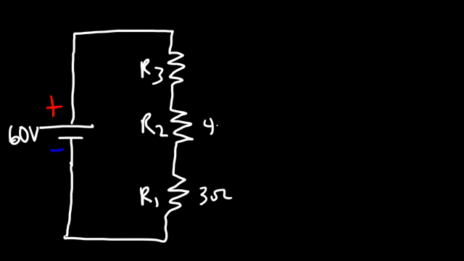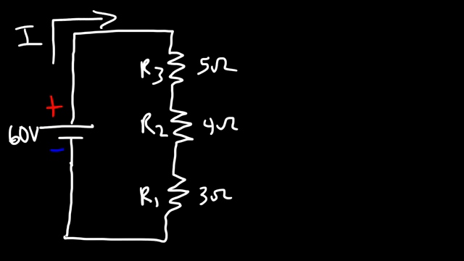Now let's say we have 3 resistors connected in series, like this. Let's say this is R1, R2, and R3, and it's connected across a 60-volt battery. Now let's say that R1 has a value of 3 ohms, and R2 is 4 ohms, and R3 is 5 ohms. So what is the current flowing in this circuit?